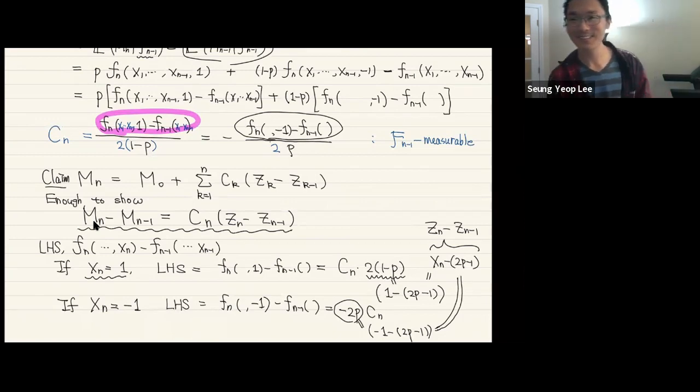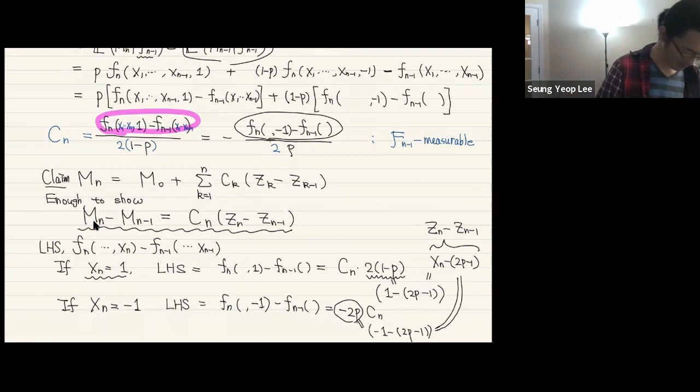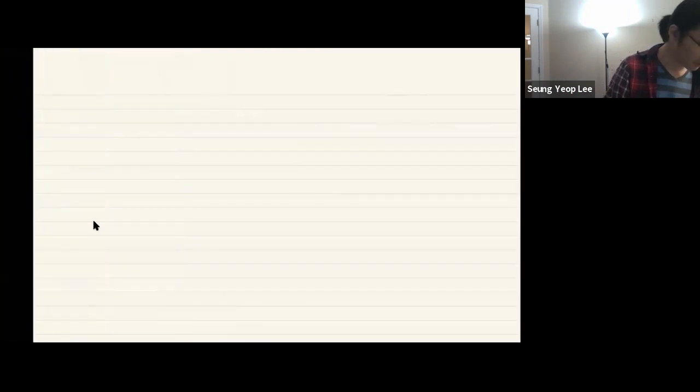Okay, so that's a simple lemma. I guess we will use it for some application in finance.